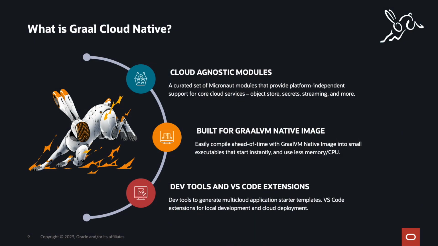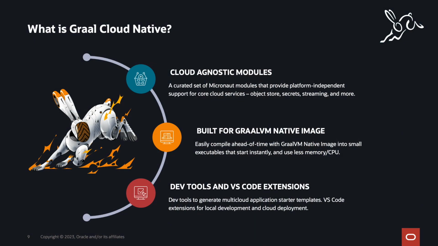Graal Cloud Native is a curated set of Micronaut modules that provide platform-independent support for core cloud services. It enables you to write applications with a particular cloud in mind, which you can then easily port to work with another vendor's cloud. Let's dive in and take a look.